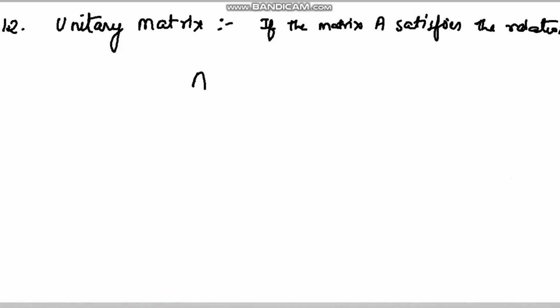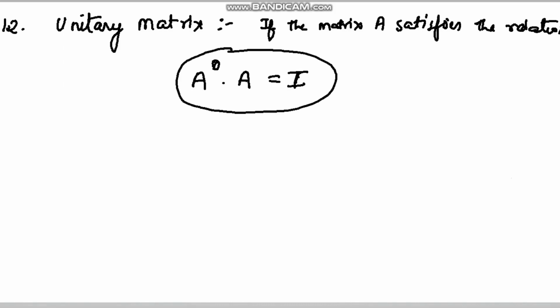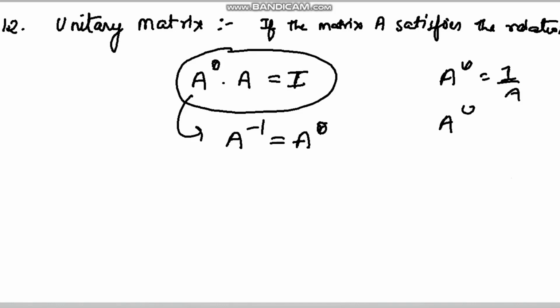If the matrix satisfies the relation A theta, what is A theta? The complex conjugate transpose of a matrix. A theta A is I, where I is the identity matrix, then this matrix is a unitary matrix. If A theta into A is I, then we can write it as A inverse is equal to A theta.